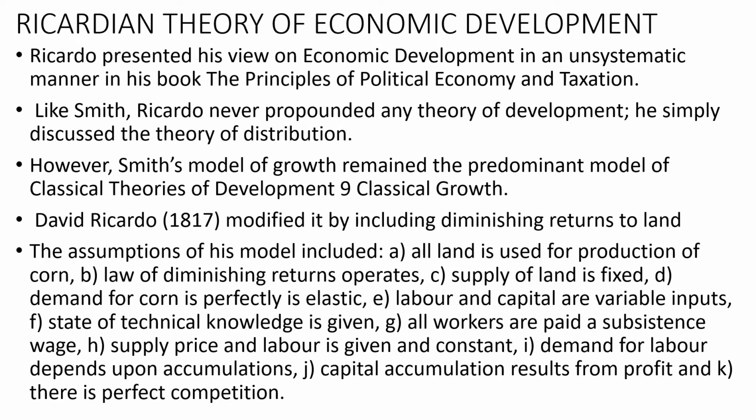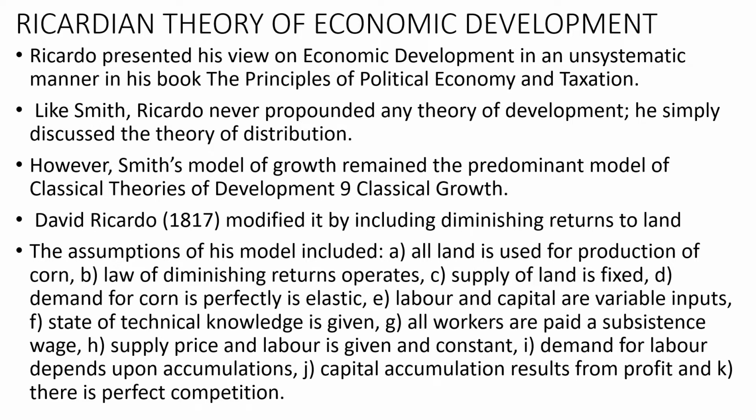economic development. First of all, his theory is actually concentrated on land, rent, etc. He assumed that all land is used for production of corn, and that the law of diminishing returns operates in land. What does the law of diminishing returns mean? When we go on using more and more of a piece of land, the returns from that particular piece would diminish. So that's all about the law of diminishing returns to land.